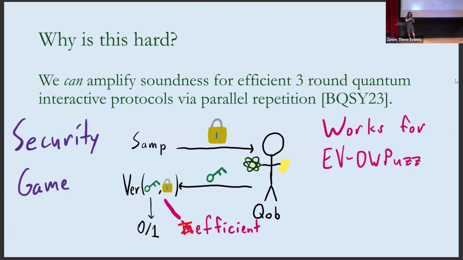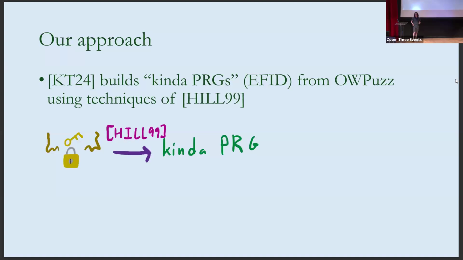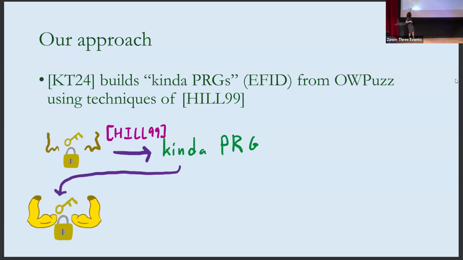Okay, so what is our approach? Well, we again take inspiration from KT24, which builds something that's kind of like a PRG for my one-way puzzle. In particular, it's called an EFID, using the techniques of Hill, which builds PRGs from one-way functions. And so if this approach were to also work for a weak one-way puzzle, then what we could do is, since one-way puzzles are minimal for quantum cryptography with classical communication, we could just very easily build a strong one-way puzzle from this kind of PRG and get the full argument.